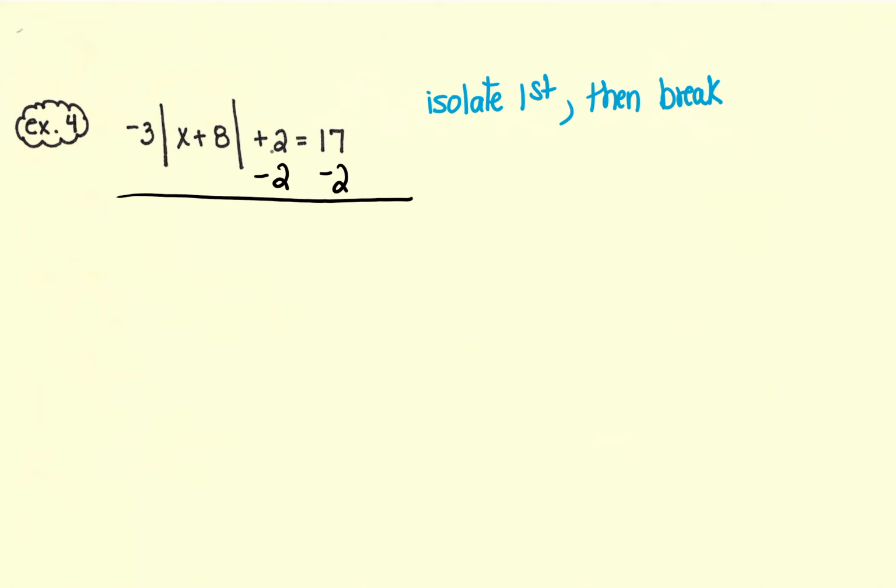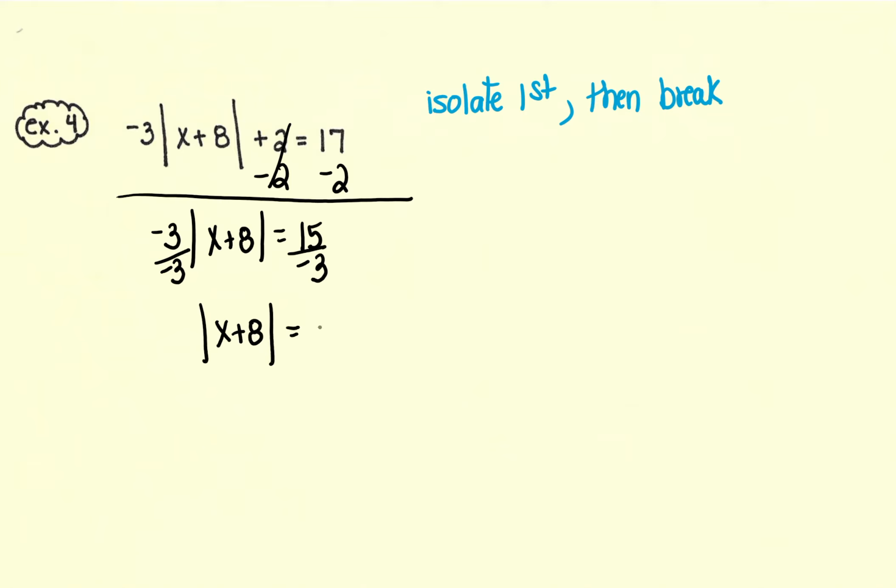All right, so we're going to, first of all, subtract the 2 from both sides. So I'm going to break that, and that'll be -3 times the absolute value of x plus 8 is equal to 15. So far, so good. But here, I have to divide by a negative 3, and I get the absolute value of x plus 8 is equal to negative 5. Well, we just said that if you're still in your absolute value symbols, you cannot equal a negative. So this one has no solution. And we have to stop that one.